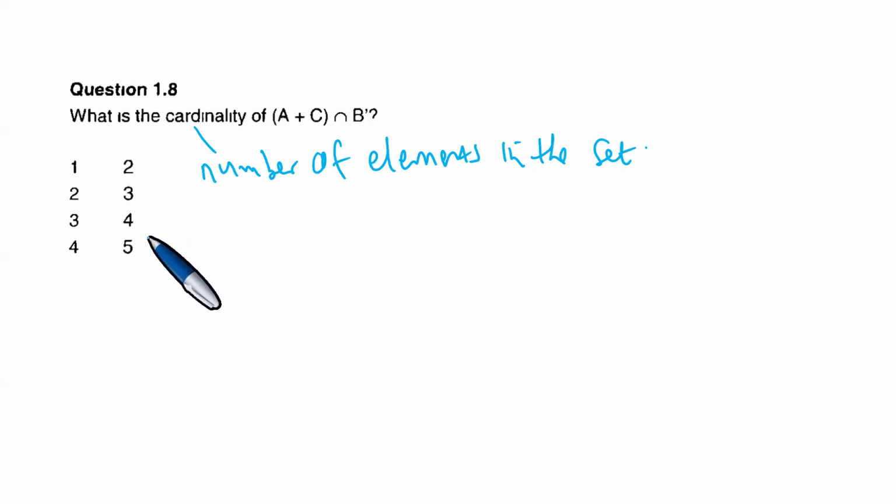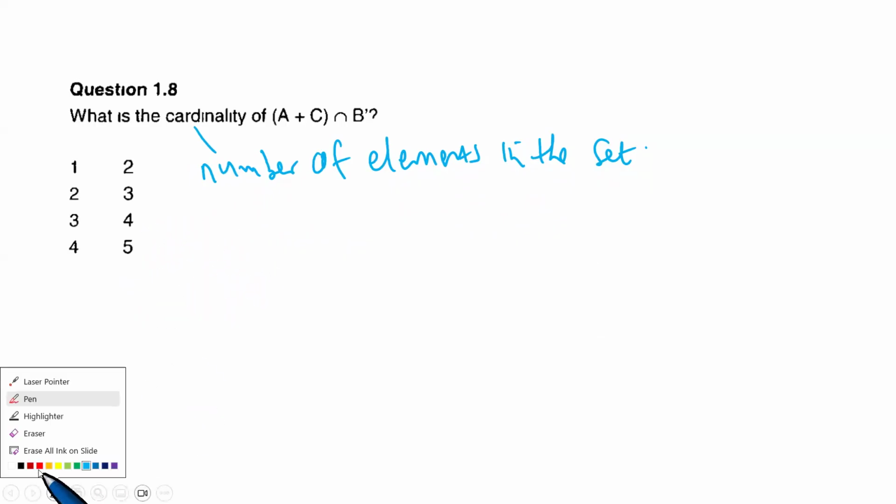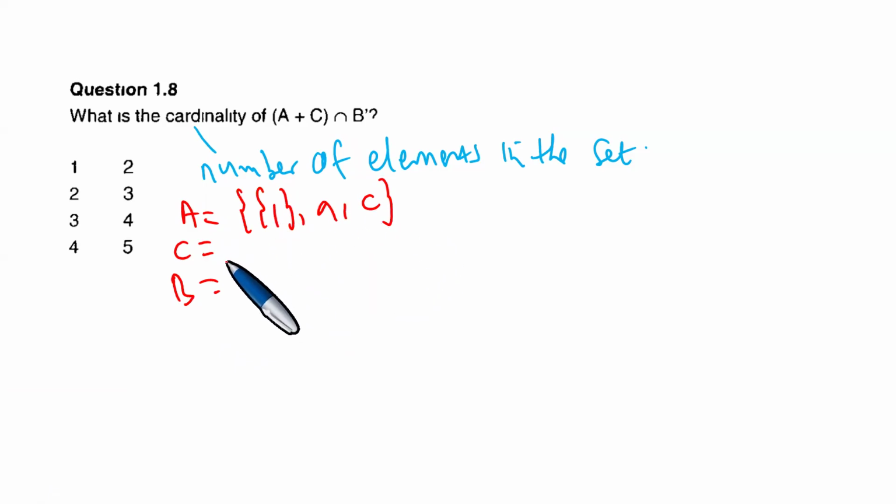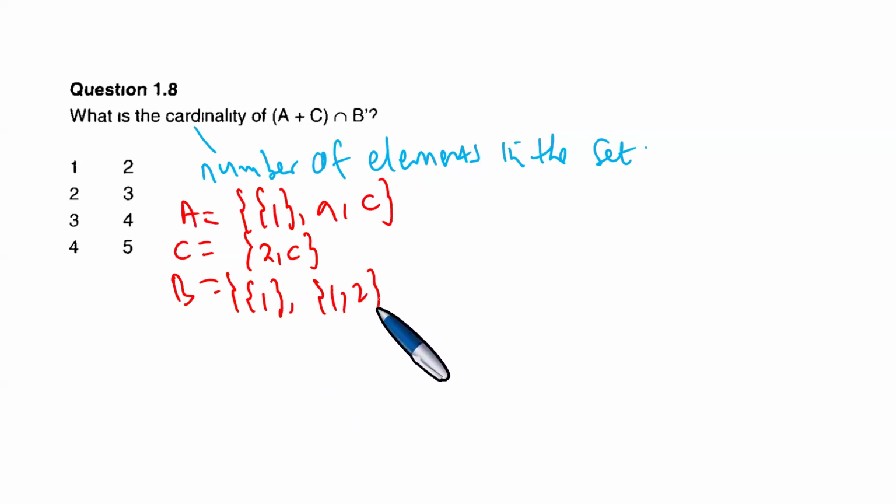So when you have A plus C, let us check this out. To discuss the cardinality here, we need to recall what A, B, and C were given in the introduction of this question. So now we remember that A contains this singleton containing one, it contains A, but also it contains C. Right, and this one contains two, it contains C as well. We have B, which contains one, but also it contains one and two, and it contains B and C, like so.